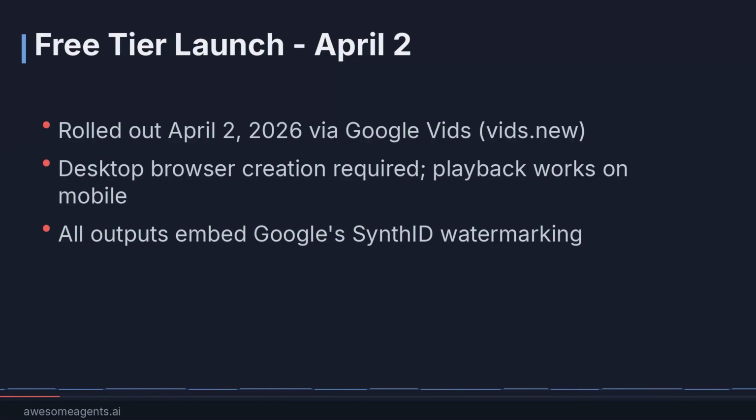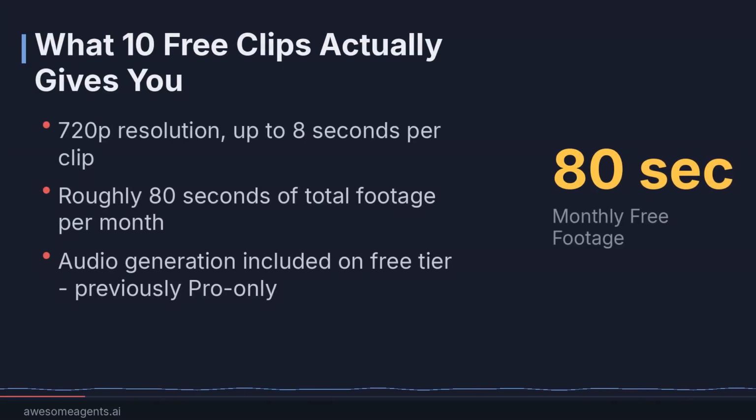What changed? Google rolled this out on April 2nd. Any Gmail account now gets 10 free Veo 3.1 generations per month through Google Vids. Previously, you needed a paid workspace subscription or an AI Pro plan to touch it. 10 clips. That's honestly not a lot. What do you actually get with those 10? 720p video, up to 8 seconds per clip, so roughly 80 seconds of footage for the whole month.